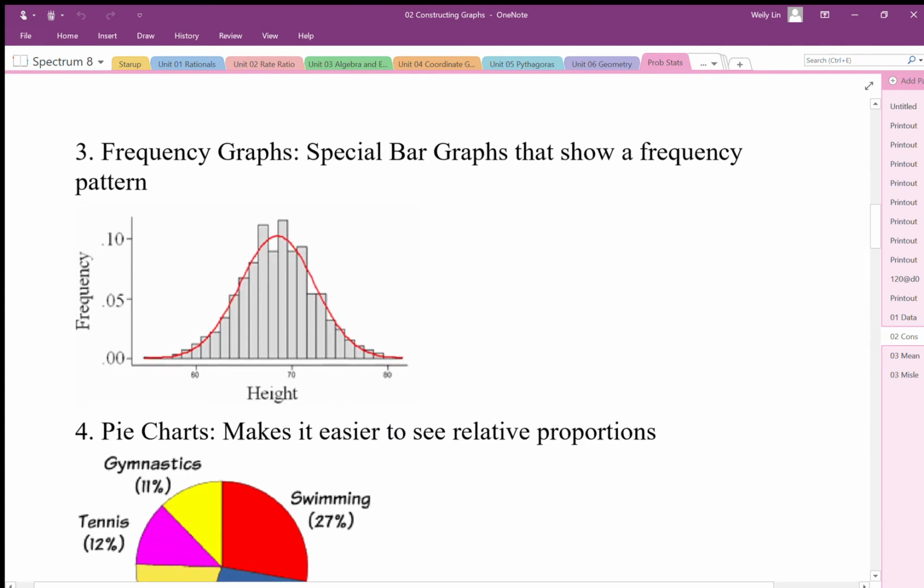In particular, what I was just talking about was frequency graphs. These are bar graphs where we can see some kind of frequency pattern. In this case, we have height and the number of people with those different heights, and we can see that typically this is what a normal distribution should look like. Lots of people in the middle, very few that are really, really tall, very few that are really, really short.